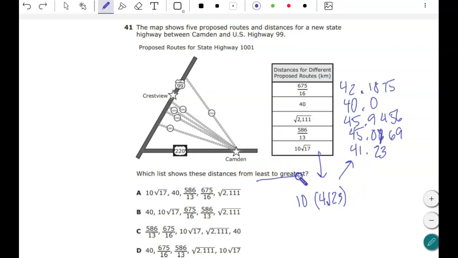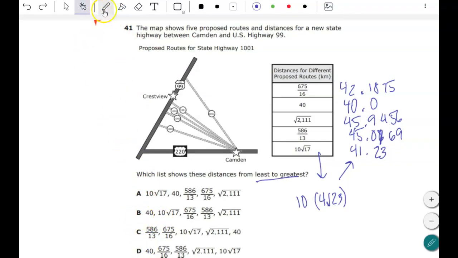All right, so we're putting these in from least to greatest. So when we look at this, you've got 42, 40, 45, 45, 40. So 40 is the smallest. So that has to go first. So that only leaves the answers B and D. So we can eliminate A and C. All right, the next smallest one would be this 41, which is this 10 square root of 17. So there it is. The answer should be B.